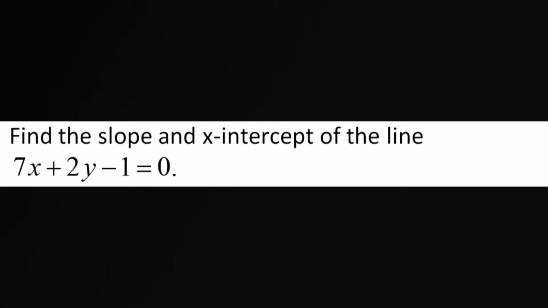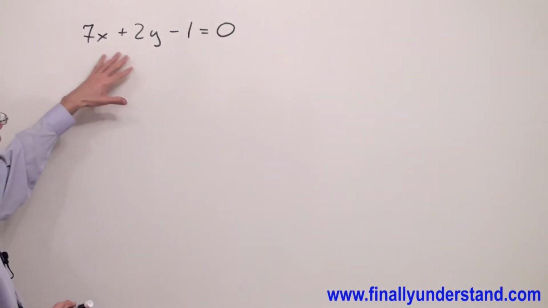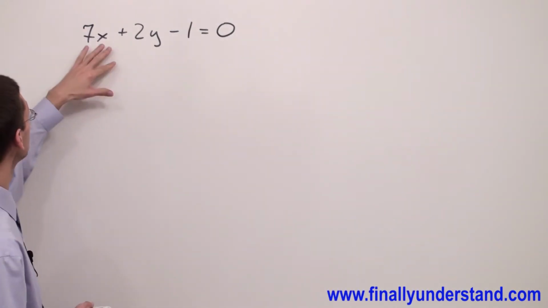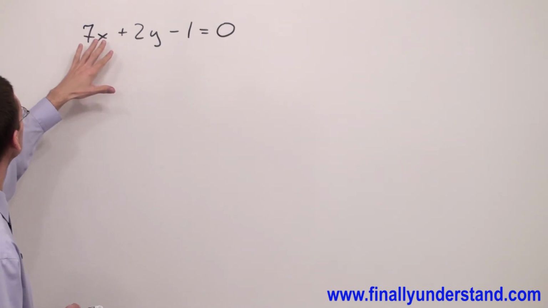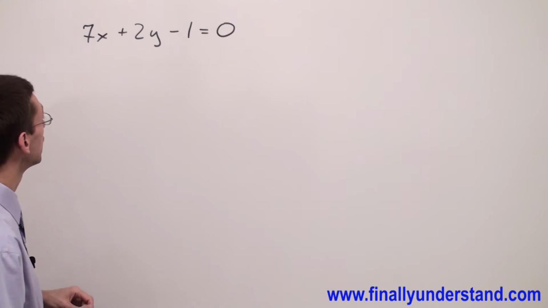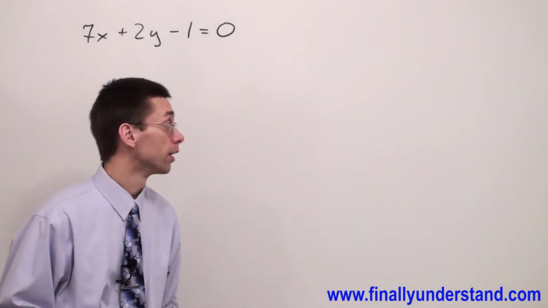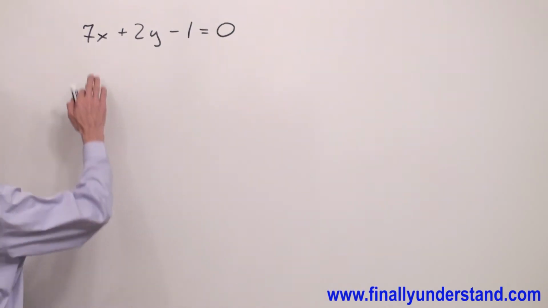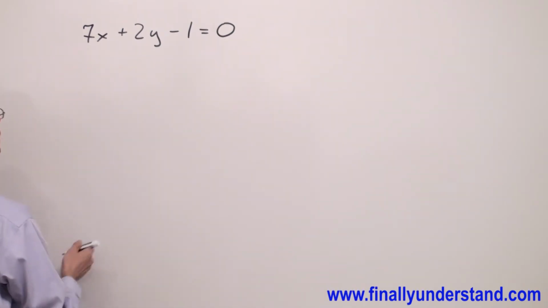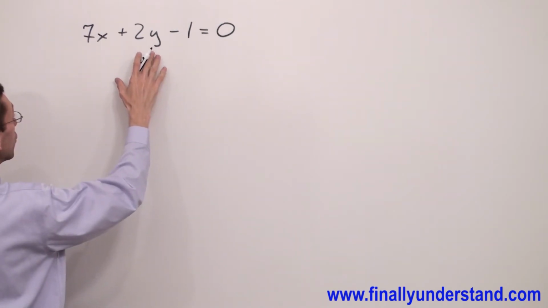This time we're supposed to find the x-intercept and the slope of the given line. Please notice that on the board we have written the general form of the equation of a straight line. In order to find the slope, we're supposed to convert this general form to slope-intercept form. Means we have to solve this equation for y.